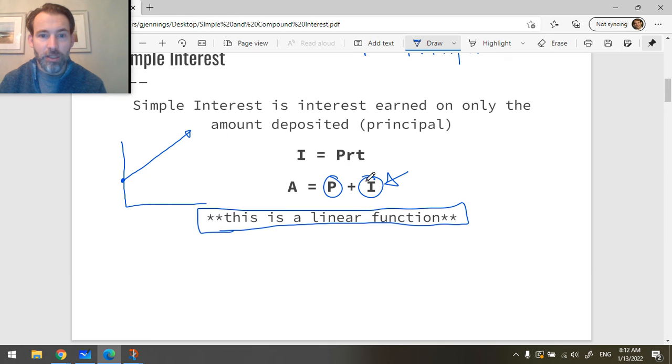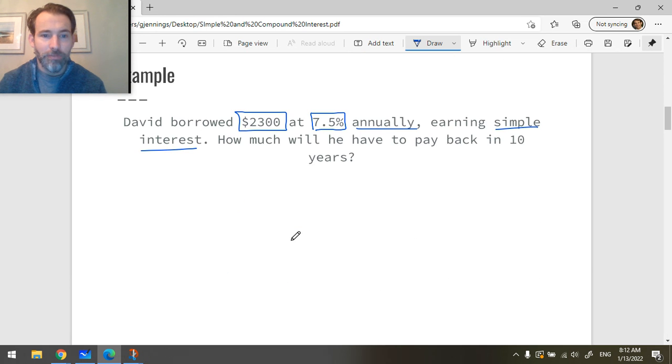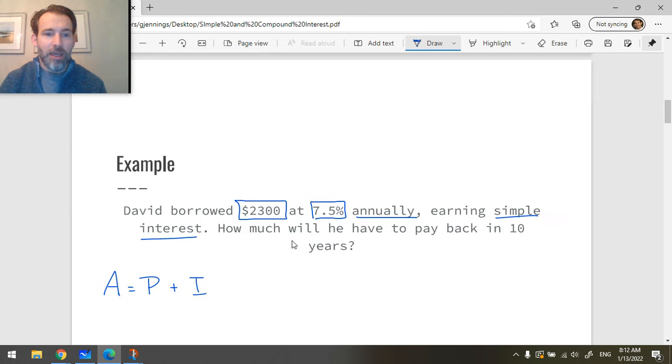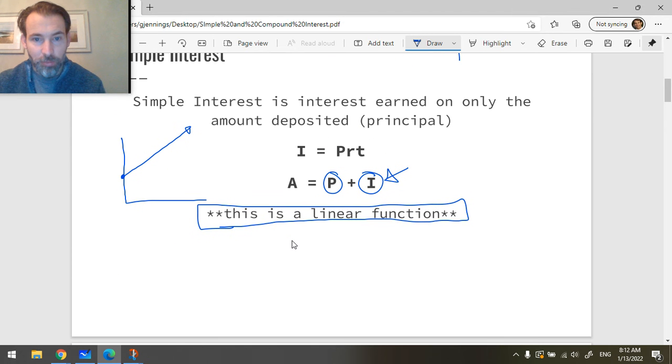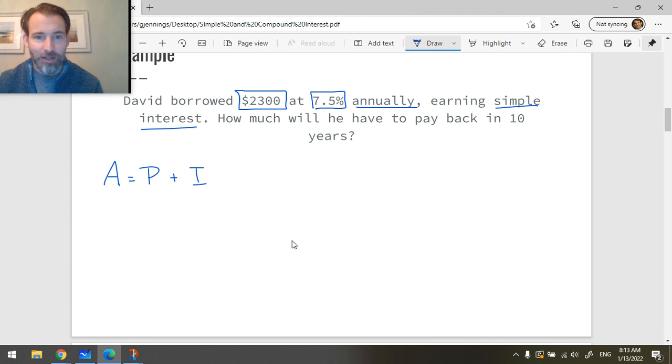First, let's write down our formulas. The amount is going to be equal to the principal plus the interest. So let's write that down. The amount in the investment is equal to the principal plus the interest. And the interest is equal to the principal times the rate times time. This formula here determines how much interest is being earned. We take the amount that's been invested, multiply it by the rate, multiply it by time. Okay, so let's write that down. I is equal to P times R times T.